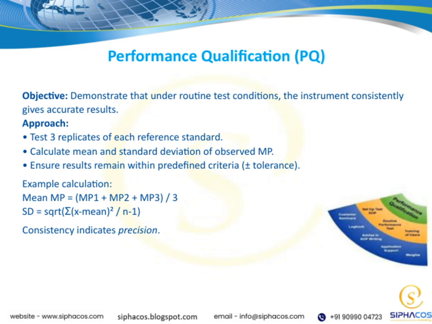For example, calculating the mean is straightforward. You add up the 3 measurements, then divide by 3. The standard deviation involves a bit more math, taking each measurement's difference from the mean, squaring those differences, summing them up, dividing by n-1, and then taking the square root. Overall, consistent results mean good precision, which is critical for validating our instrument's performance. This process helps us ensure quality and reliability in our testing procedures.